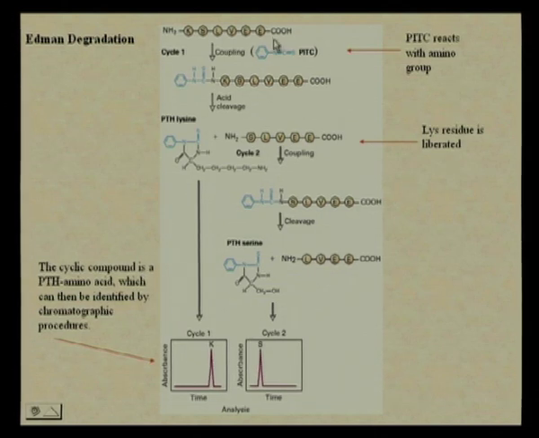So, this is basically what is done. It's just you have the PITC coupling. So, this is my sequence. I have K, S, L, V and so on and so forth. So, what is going to happen? In my first step, I am going to release the first amino acid. In the second step, the second amino acid. So, I keep on doing the cycle; cycle 1 will release one amino acid, cycle 2 will release another amino acid.